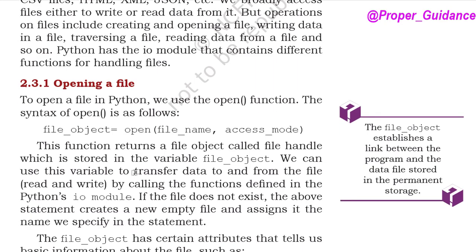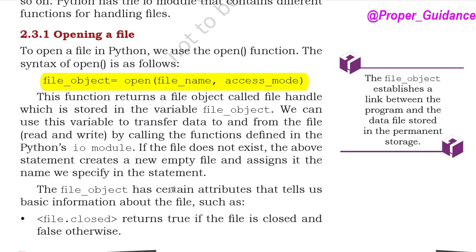To open a file in Python, we use the open function, and the syntax of open is as follows: file object equals open(file name, access mode). This function returns a file object called the file handle, which is stored in the variable file object. We can use this variable to transfer data to and from the file, read and write, by calling the functions defined in Python's I/O module.